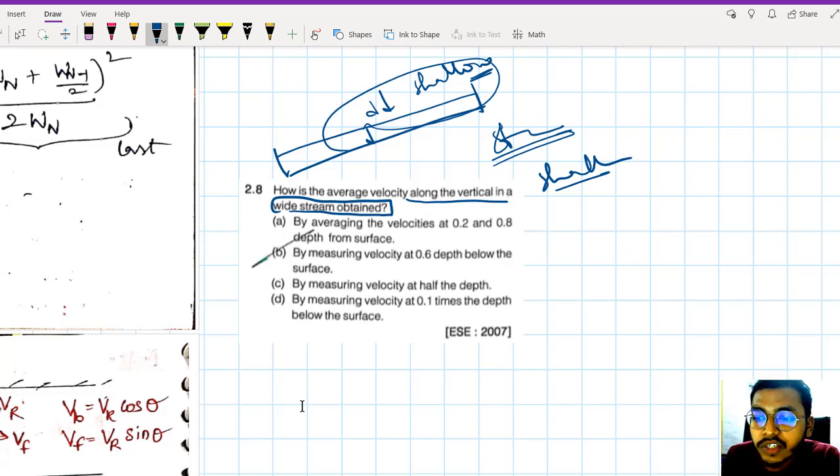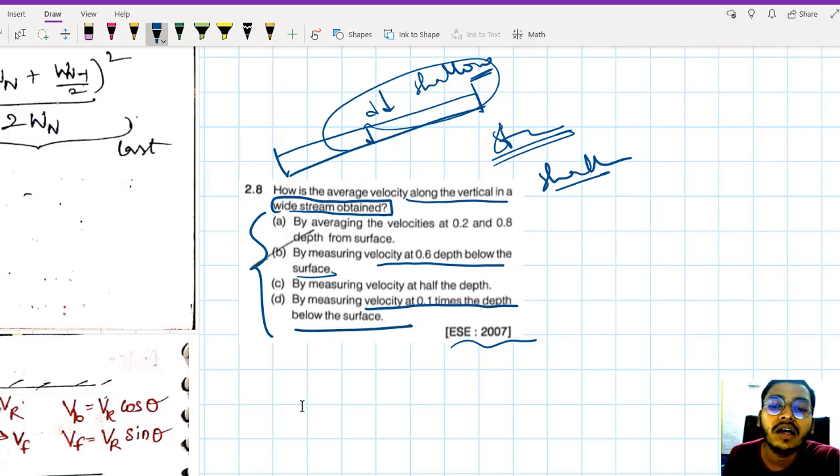This question was asked in ESE 2007. What is the answer? By measuring velocity at 0.6 times the depth below the surface, you will be getting your velocity in a shallow stream. I hope things are clear. Even if you have doubt, just read the options and it will automatically come. By measuring velocity at 0.1 times the depth below the surface, this cannot be, we have not read anything like that. By measuring velocity at half of the depth, we have not read that either. So obviously the answer will be in option A or B.